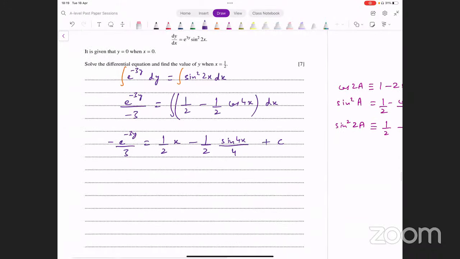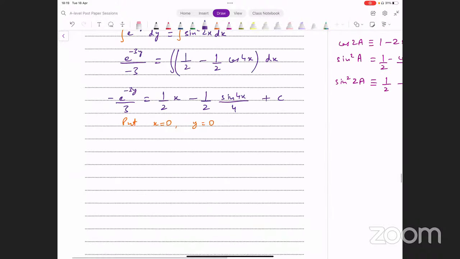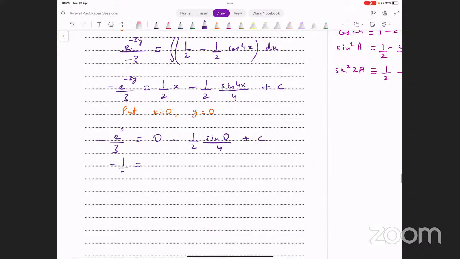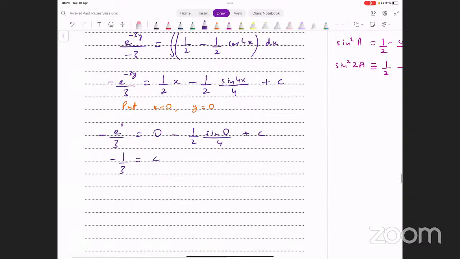अब आपको क्या करना है, c की value figure out करनी है. You have to input y equal to 0 and x equal to 0. Let's do that. So we input x equals 0 and y equals 0. X equals 0, y 0, 0 input करते हैं इसके अंदर. Okay, we have more space. Okay, so e raised to power 0 over 3, remember, minus e raised to power 0 over 3. On the other side, we have half into 0, that's 0, minus 1 over 2 into sine of 0 divided by 4 plus c. Sine 0 तो 0 हो जाता है, so we get c equal to minus 1 over 3. C की value आ गई.